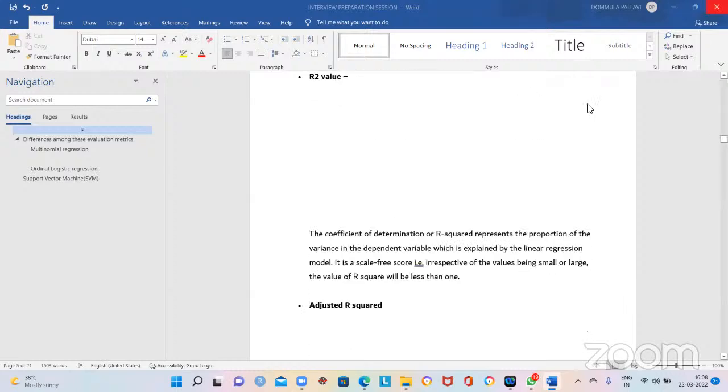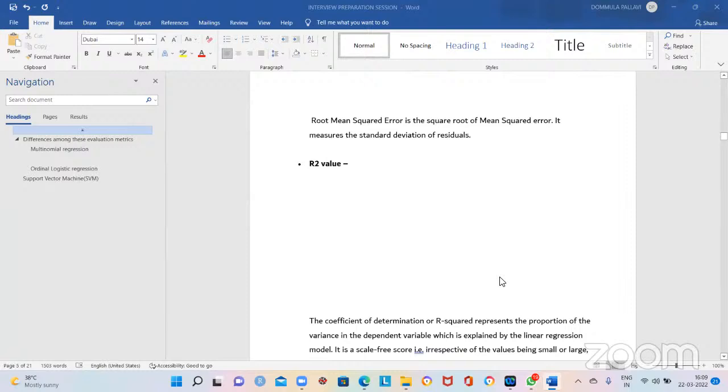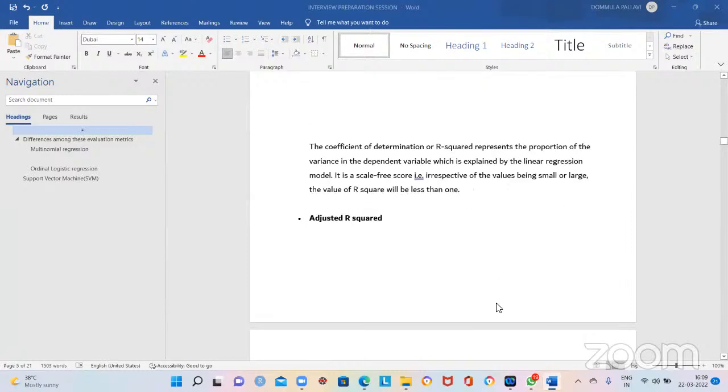Okay, let's discuss R square value. The coefficient of determination, or R squared, represents the proportion of the variance in the dependent variable which is explained by the linear regression model. It is a scale-free score, irrespective of the values being small or large, and the value of R square will be less than 1. So this is about R square value. And coming to the next, adjusted R squared. What is adjusted R squared?